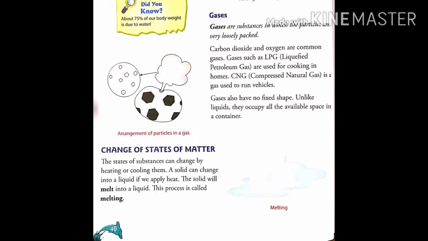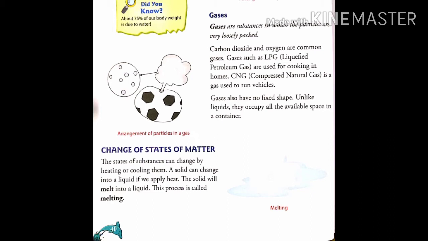Now move further towards our next topic, which is change of states of matter. This topic says, students, that the states of different matter or different substances or different things can be changed from one form to another. For example, we can change solid into liquid and liquid into gas. So this is the change in the state of different matters.